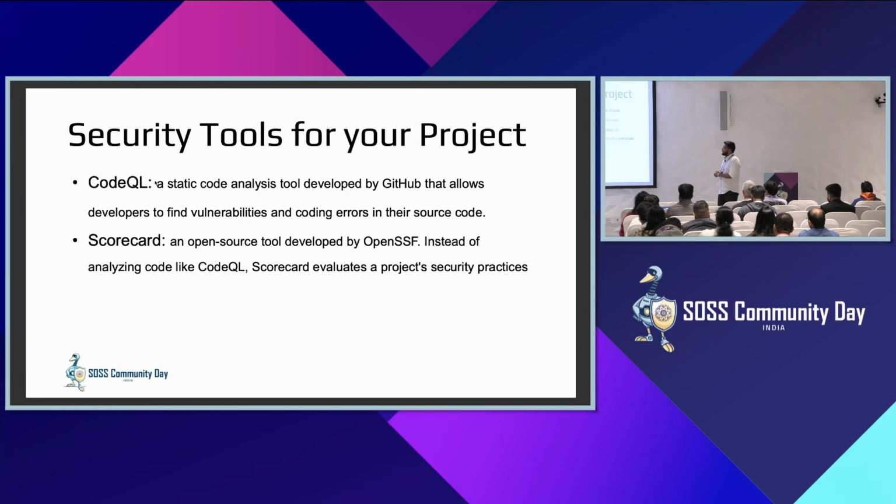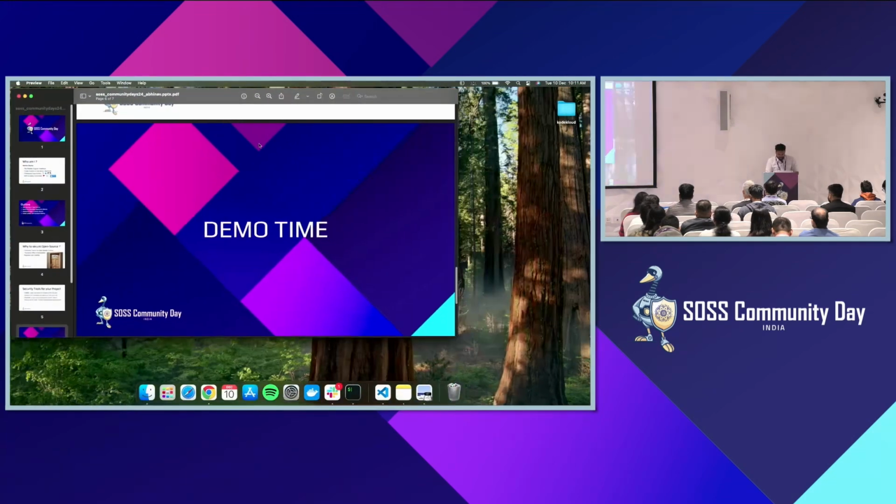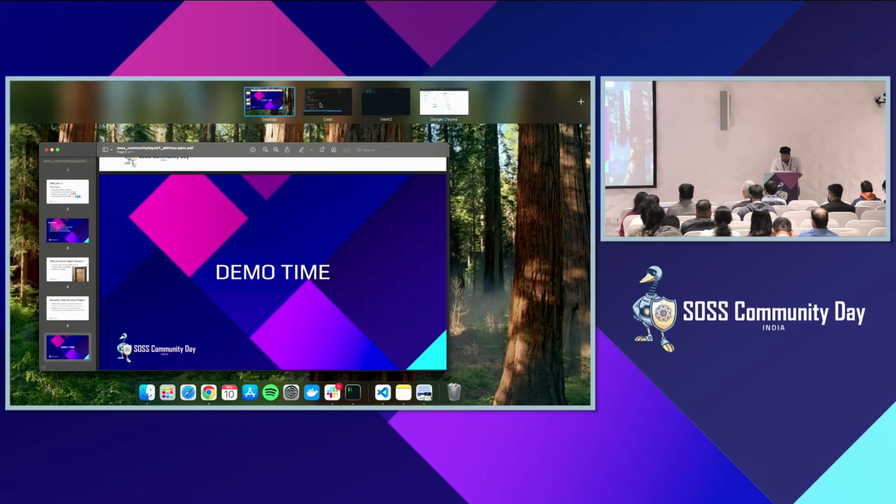Second is Scorecard. Somewhat similar to CodeQL, it helps to mitigate vulnerabilities and tells you what things are vulnerable. But apart from that, it also tells you about security practices. If your application is not following any standard security practice, it will tell you. So yeah, we'll see them. Without wasting much time, let's dive into the demo part, guys.